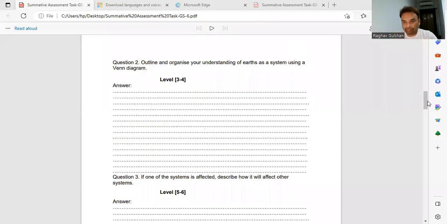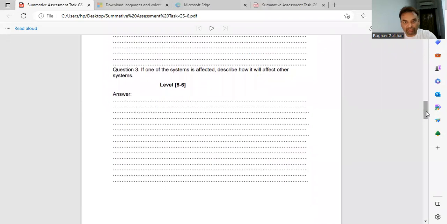The next question is: if one of the systems is affected, describe how it will affect the other systems. Let me do it quickly, because we have four systems, and in this question we have to describe. Describe means we have to write one or two lines about every system. So we have four systems: the atmosphere, which I will represent by A, then the biosphere, which I will represent by B, then the hydrosphere, which I will represent by H, and then the lithosphere, which I will represent by L, right?